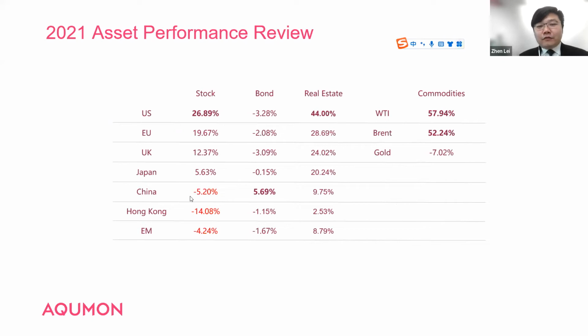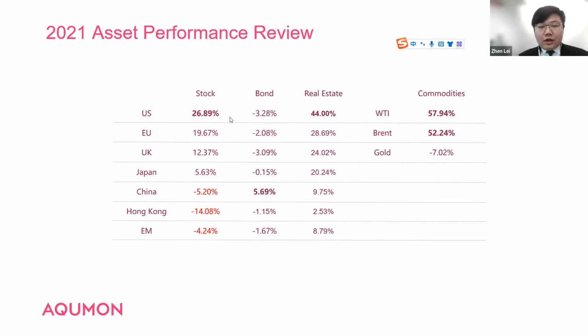And for the asset performance, we can see that for 2021, the best performing assets are the commodities, especially the energy sector. We can see that the oil prices went up over 50%, and the real estate markets were also good. For the United States, the real estate index went up 44%, and we can see that most of the real estate markets around the globe went up.